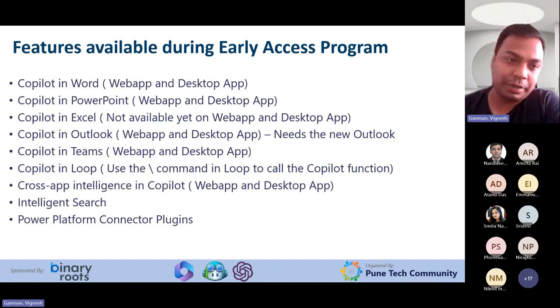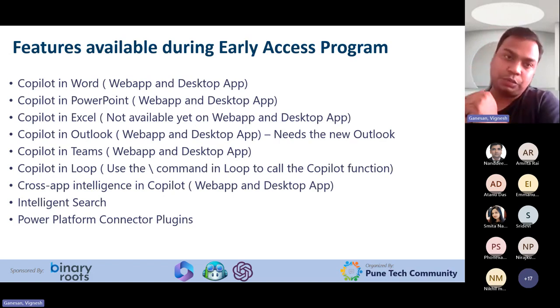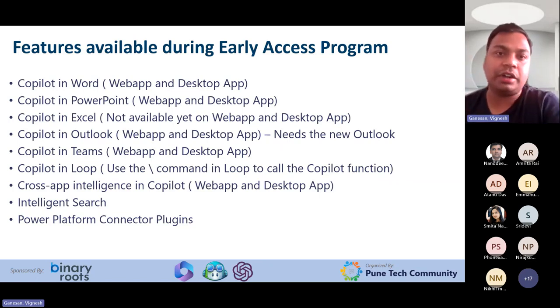And the demo video, you'll be seeing that. The cross-app intelligence in Copilot, yes, the Teams app which I spoke about, then also the intelligent search, and also some Power Platform connector plugins. So these are all the features during the early access program. The keyword is early access program: these are the features which are available, and these things might change. Maybe next month something else might be added, right? Since it's an early access program, this is all going to change very rapidly.